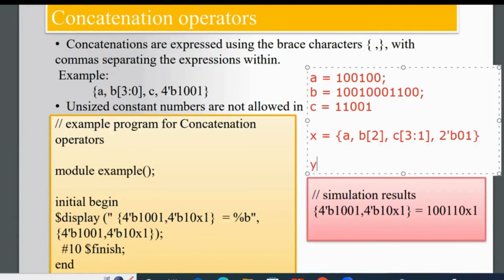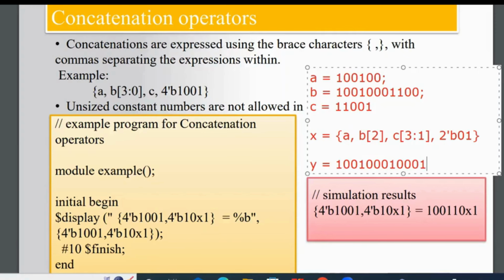What will be the output? 100, 100, 100. Okay. 0, 0 again. 0. Okay. 100. Okay. 01, 01. So is that correct?